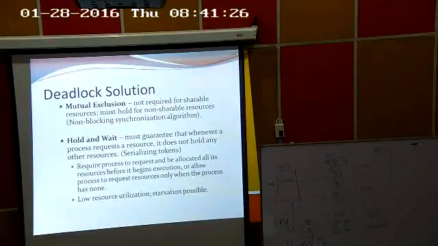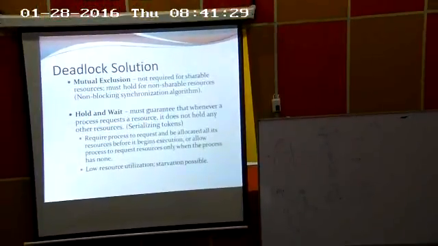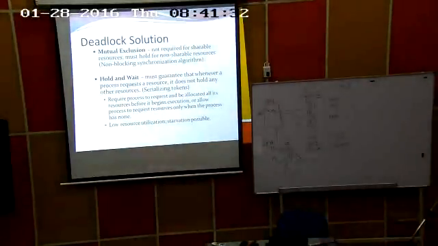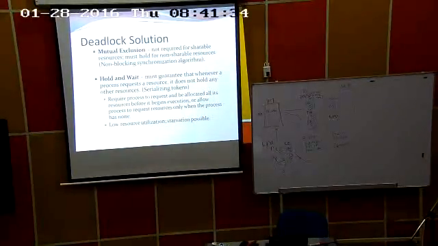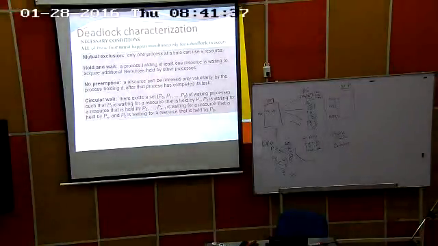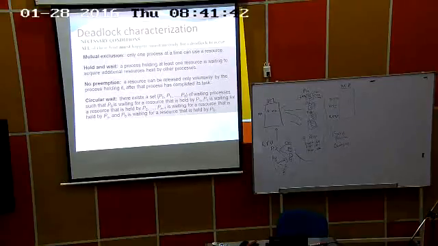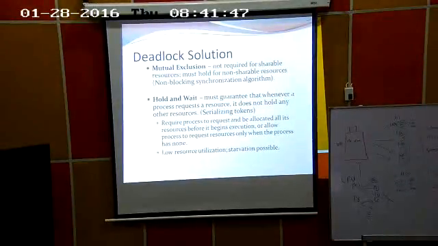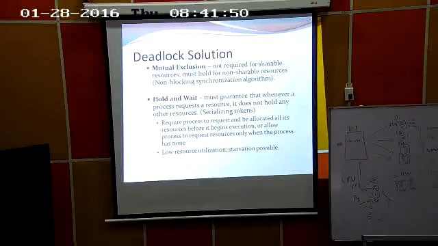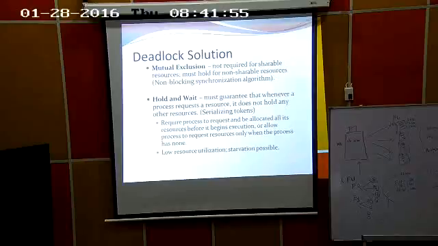How to solve it? Mutual exclusion. Hold and wait: must guarantee that whenever a process requires a resource, it does not hold any other resources. Nah, ni terbalik kat sini ya. Ini characteristics happen kalau ada mutual exclusion, hold and wait, no preemption, circular wait. To solve that, for mutual exclusion, not required for shareable resources, must hold for non-shareable resources. If hold and wait happens, must guarantee that whenever a process requires a resource, it does not hold any other resources.